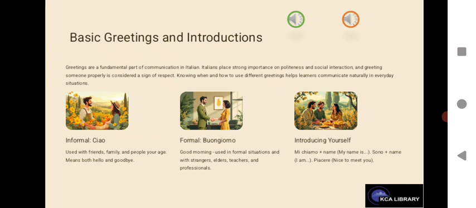Three, introducing yourself. Mi chiamo, followed by a name, my name is. Sono, followed by a name, I am. Piacere, nice to meet you. Tip: using the correct greeting depending on the situation will help you make a good first impression and sound natural in Italian conversations.